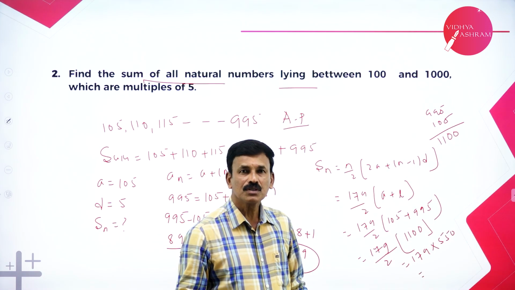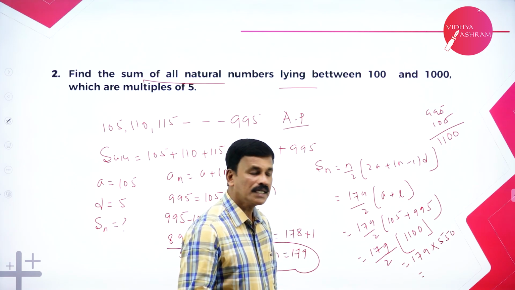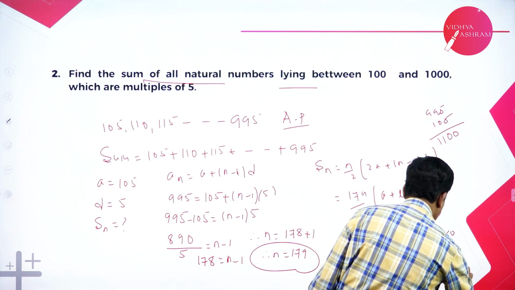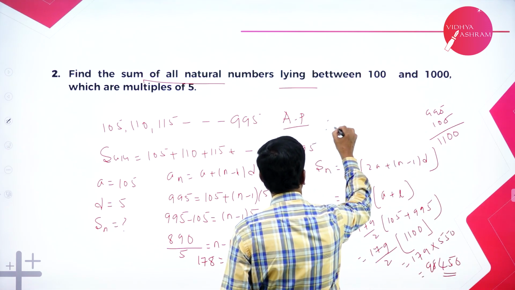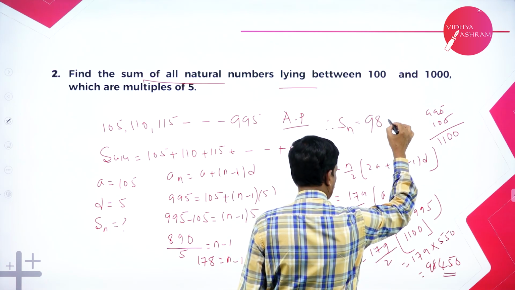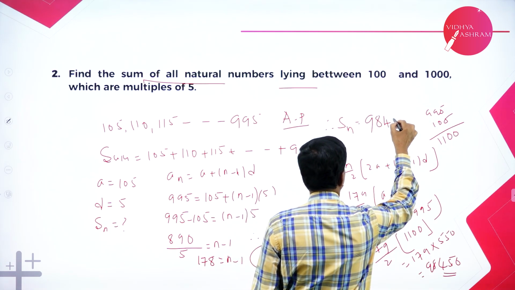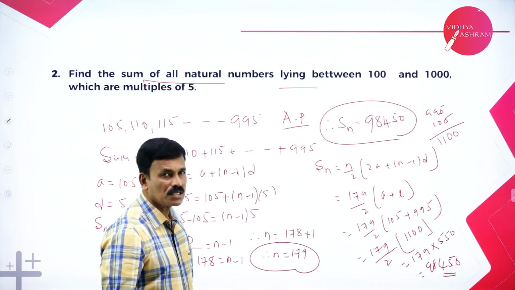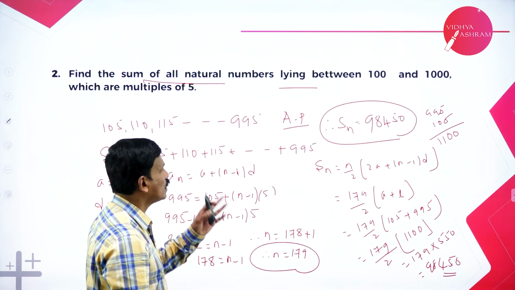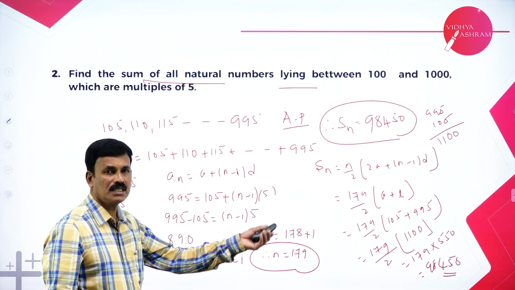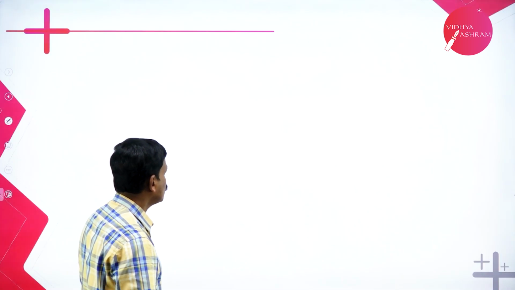That's it. So this is equal to 98,450. Therefore the required answer Sn is equal to 98,450. 98450 is the sum of all natural numbers between 100 and 1000 which are multiples of 5. That's it. First find n, then Sn. Now move on to a similar type of problem.